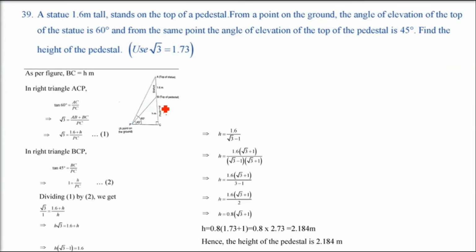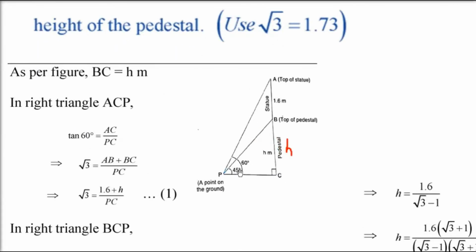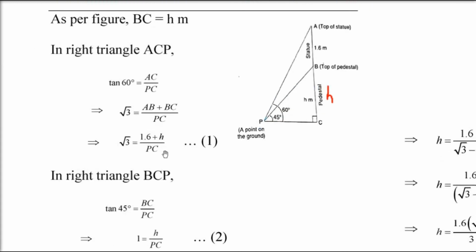So now there are two triangles. The bigger triangle, let us take that, APC. So tan 60 is AC, that is total 1.6 plus h, that is AB plus BC, 1.6 plus h, divided by PC. PC is the base. So root 3 equals (1.6 plus h) by PC.